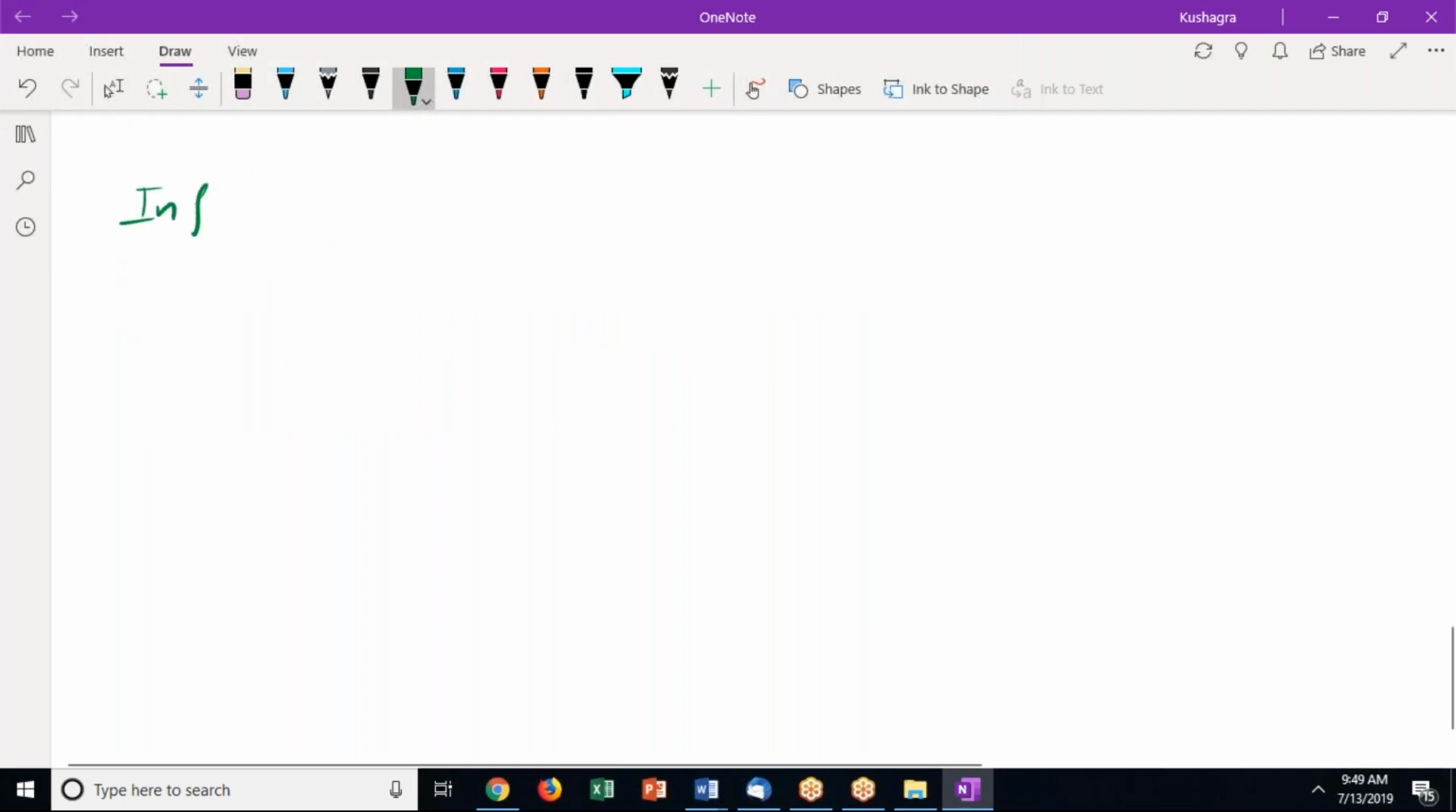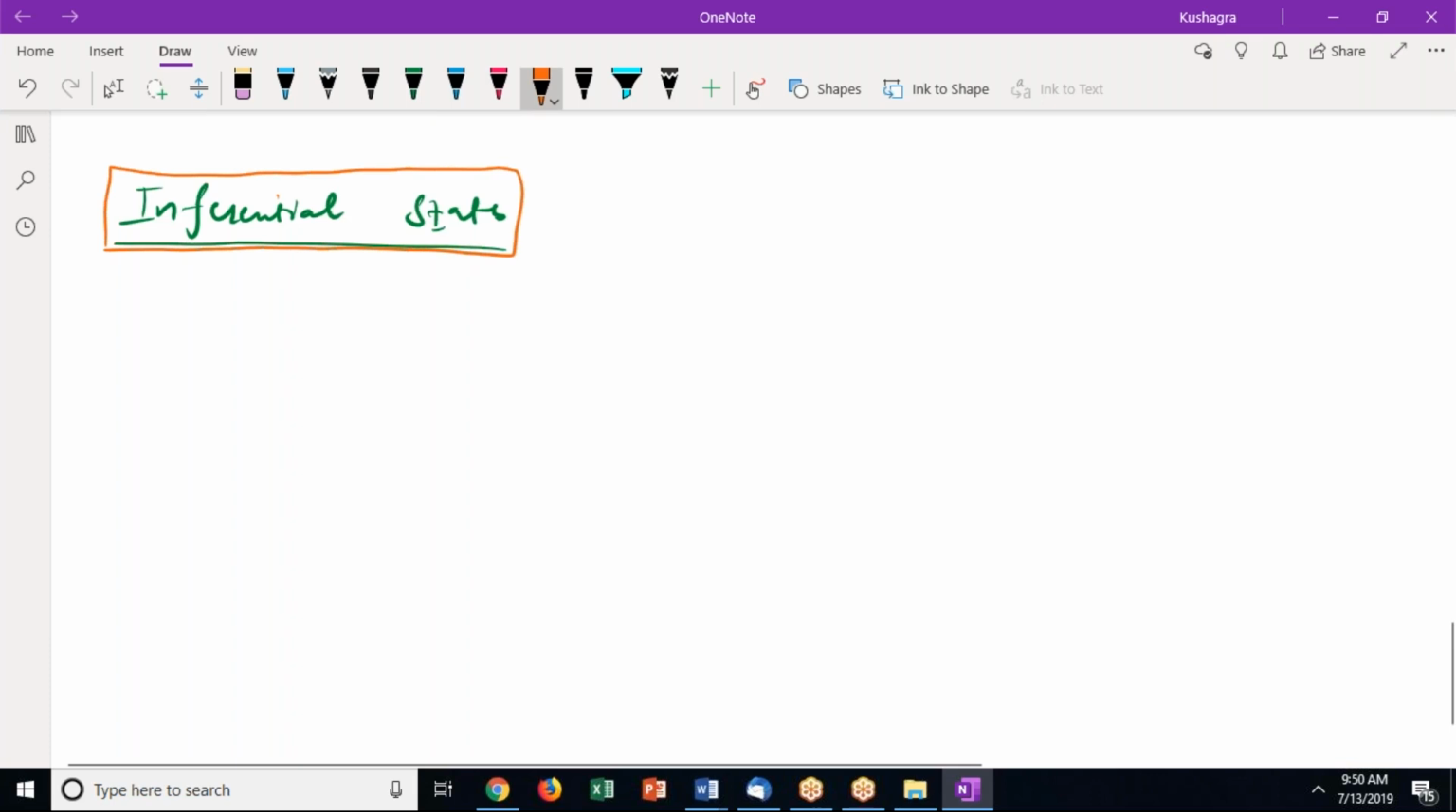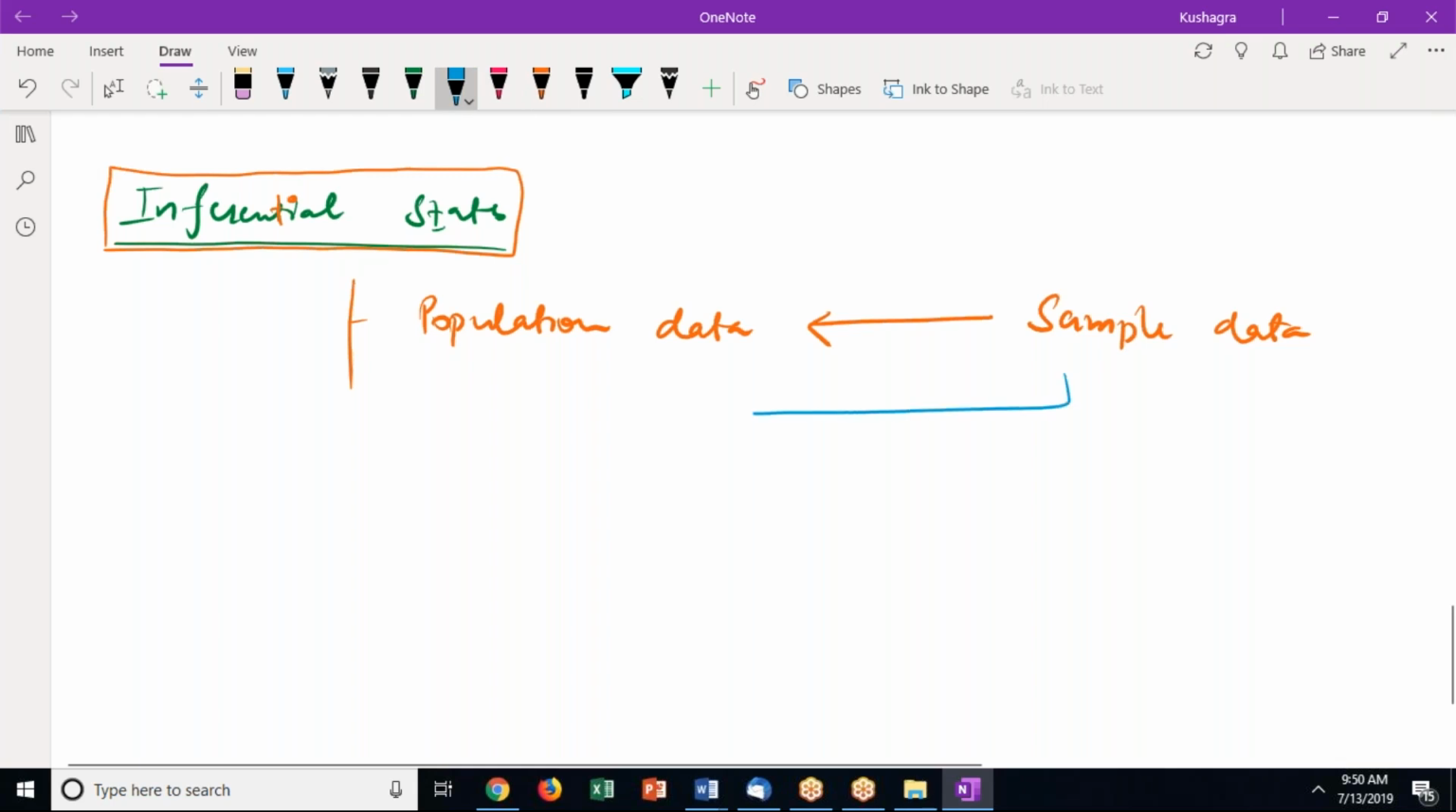Then there is another topic called inferential stats. Anybody has any idea on what that is? I'm trying to keep it simple for now, not getting into the concepts for now, just trying to help you understand the overall structure, right? Okay, so inferential statistics, what does it do? It will help us understand about the population data, and that is based on the sample data, right? So based on my sample data, I would try and predict how the population would behave, right?